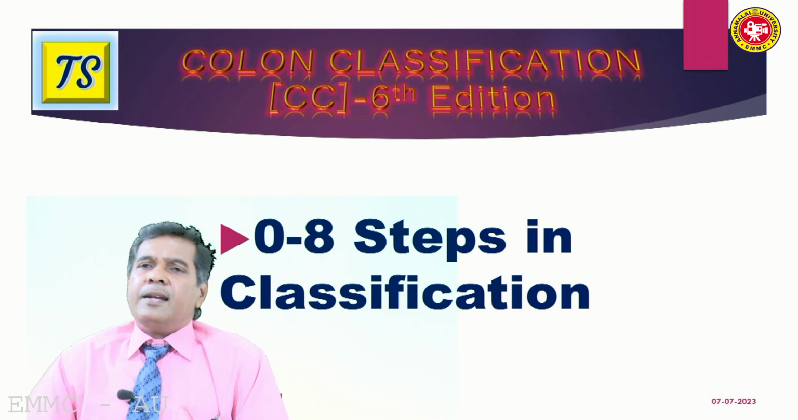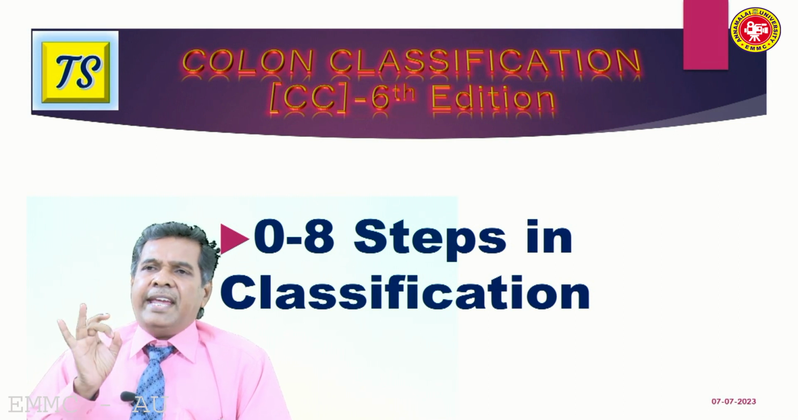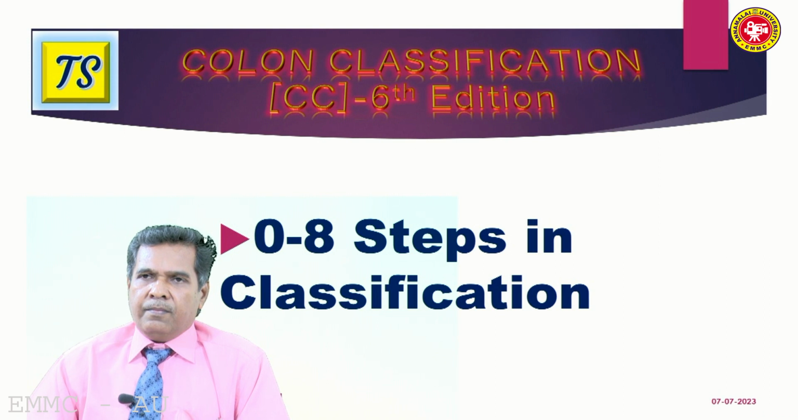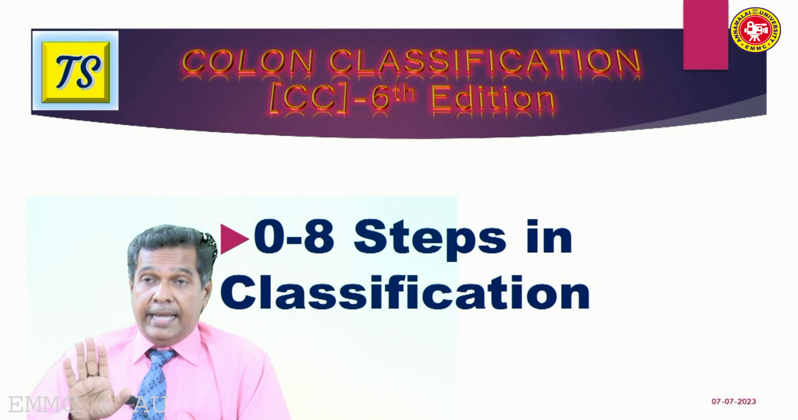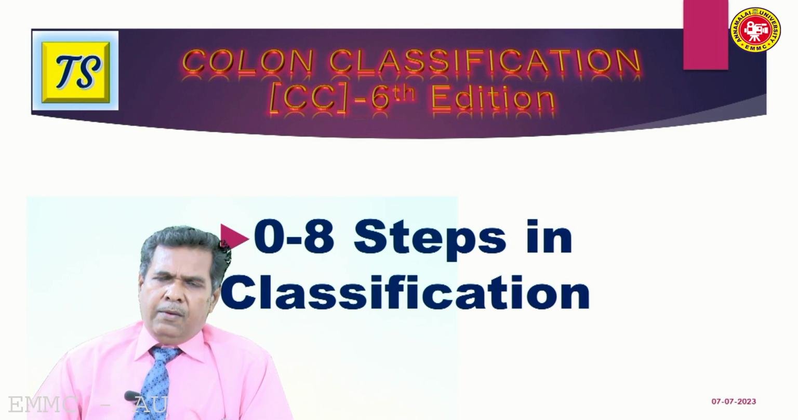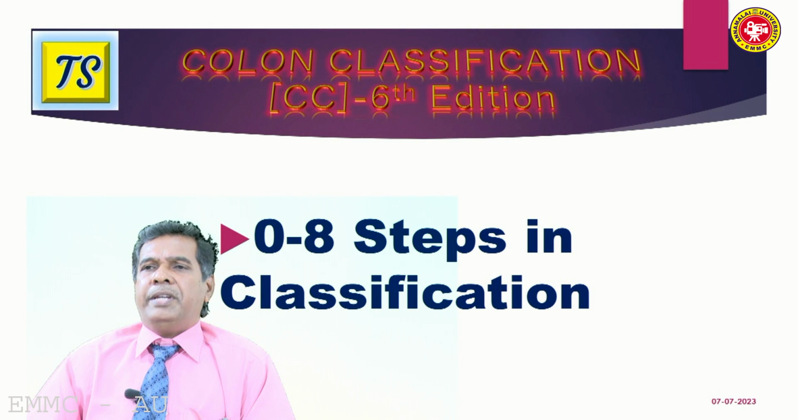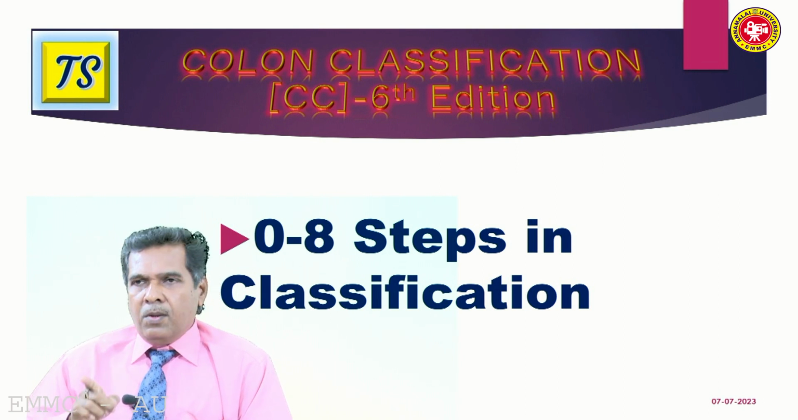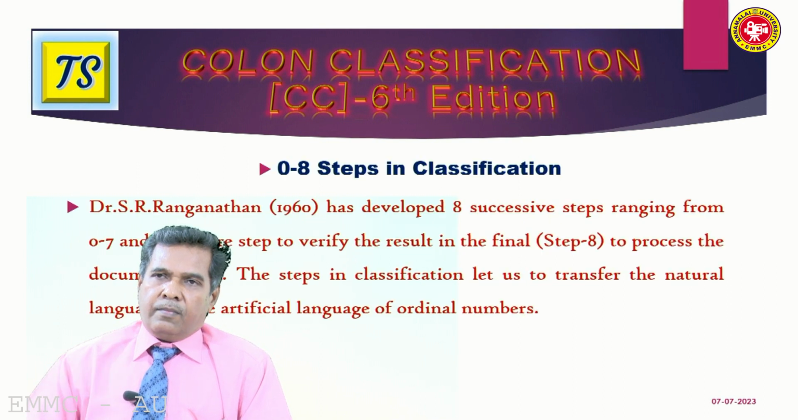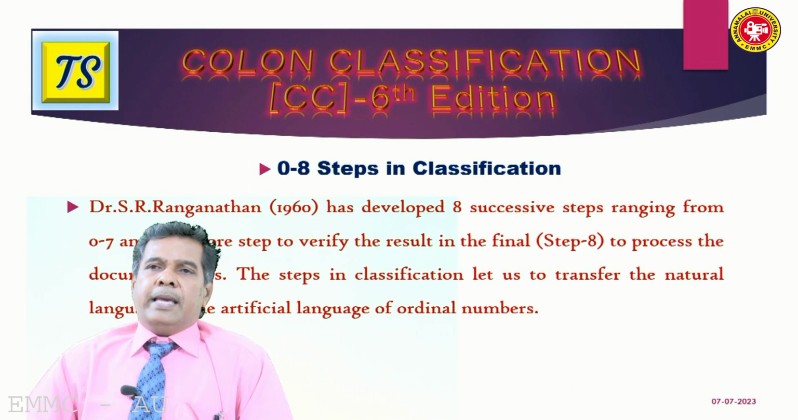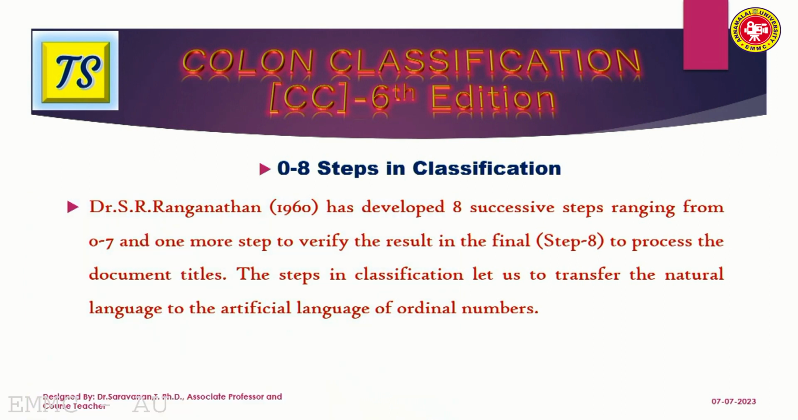However, Ranganathan suggested following 0 to 8 steps, totally 9 steps, to prepare the class numbers for the document title, for the learners, for the student level. Once you gain enough experience, there is no need to go through the steps. If you follow the steps in the classroom, it will give more skills and more knowledge to you. Let me explain one by one. All the steps he developed to process the title.